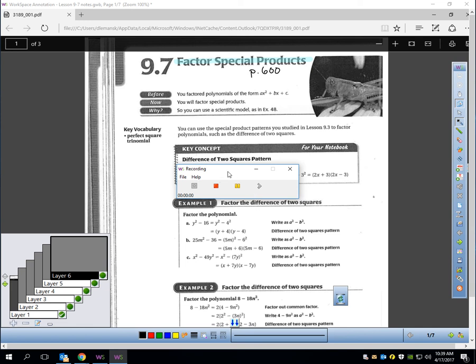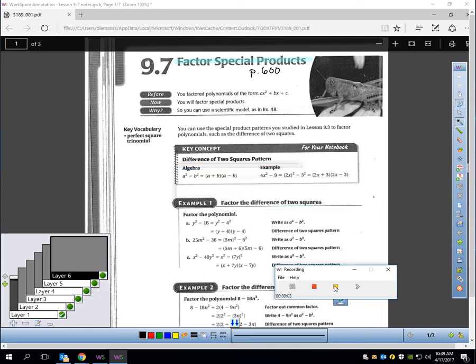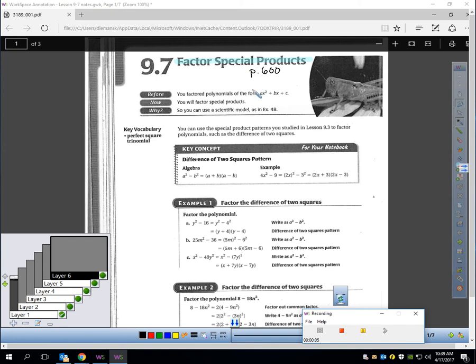This is lesson 9.7, Factor Special Products. You should be on page 600. Now, you've learned already in this chapter how to factor trinomials of this form when A is 1 or when A is something other than 1. Now, to do that, it takes a little work.